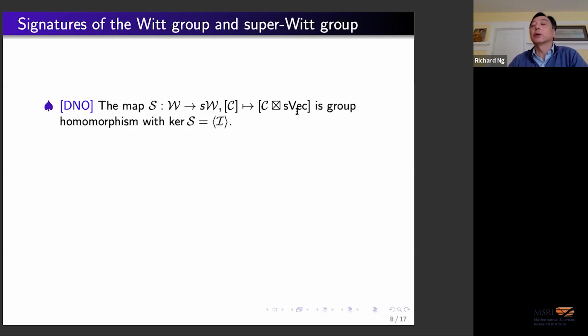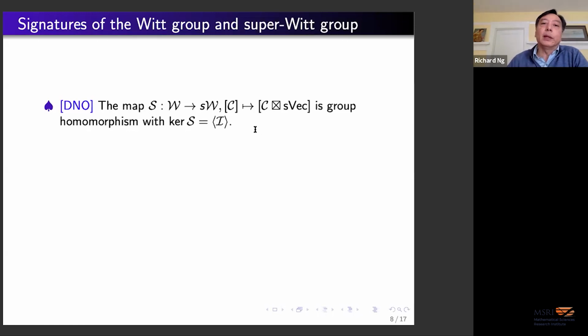It's a well-defined group homomorphism, and the kernel is generated by Ising, so that means it's a group of order 16.